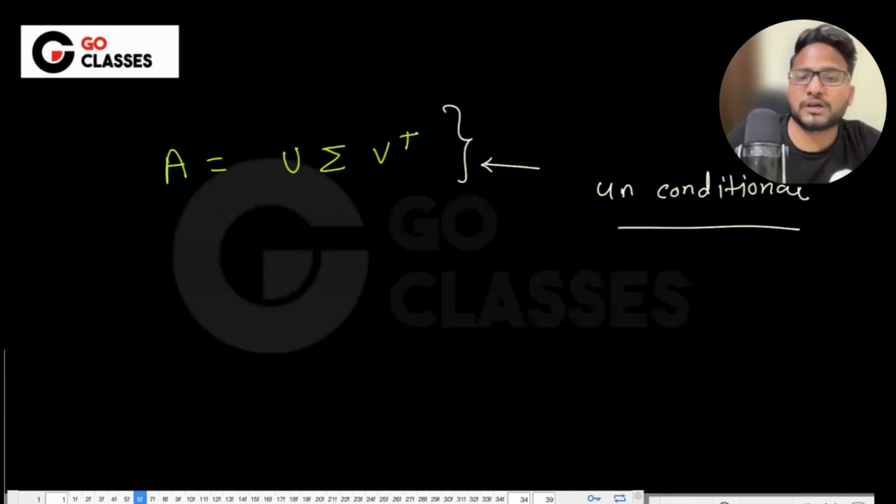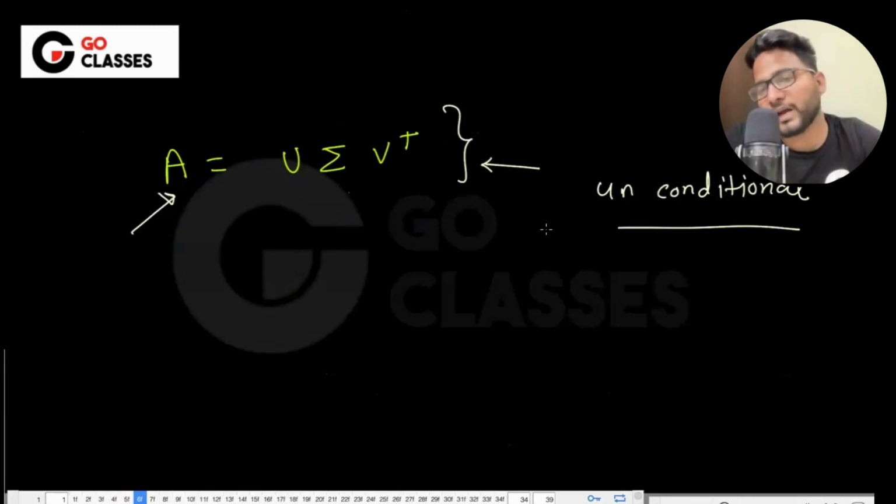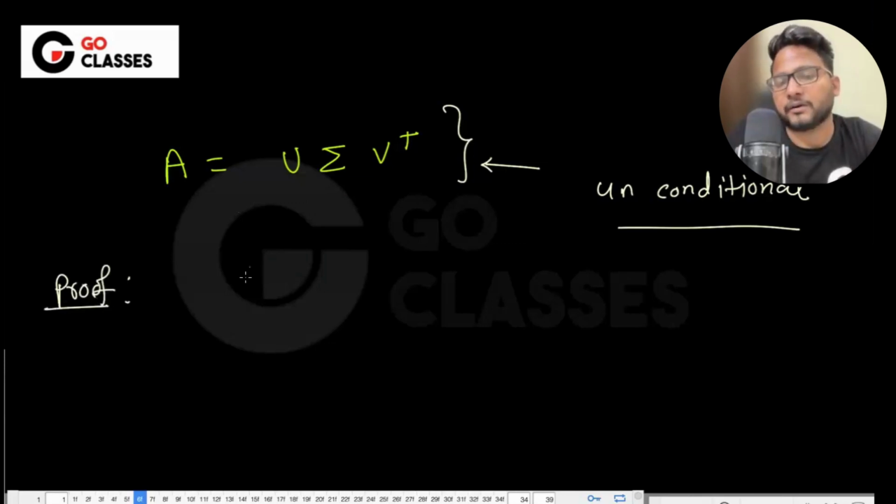When you talk about singular value decomposition, this is how it looks. It is unconditional in the sense that there is no condition on A. Should A be symmetric? No. Should A be square? No. A could be anything, and you will still have this kind of decomposition. Why does this decomposition work? We have seen a sketch proof, which is also available everywhere.